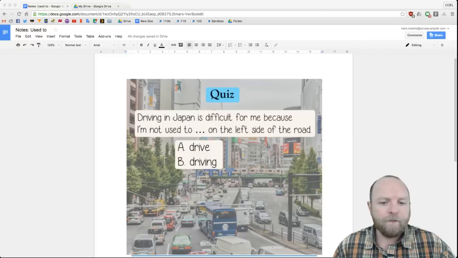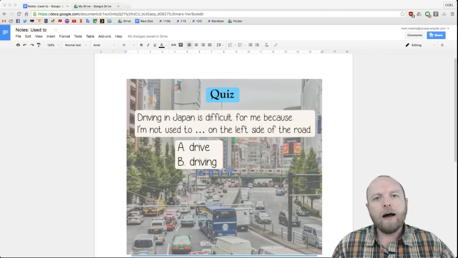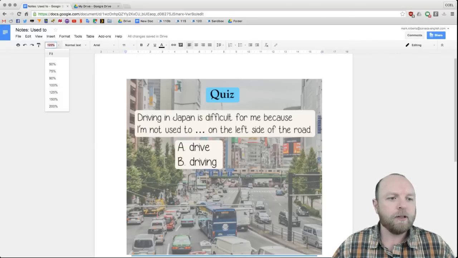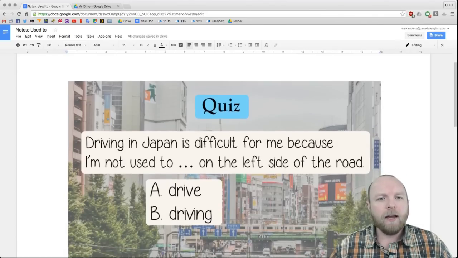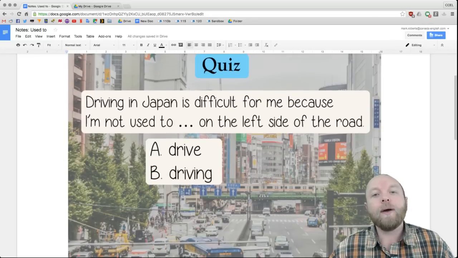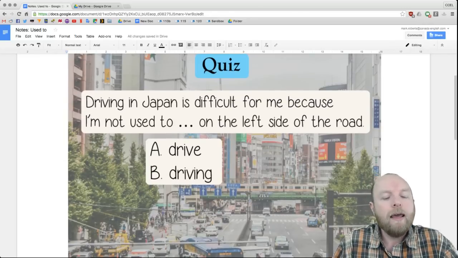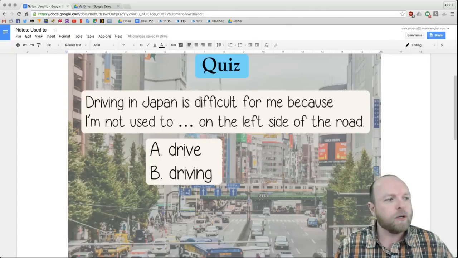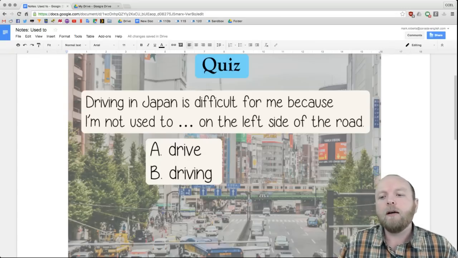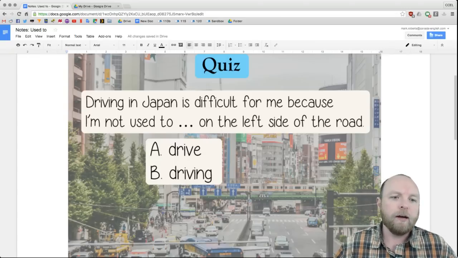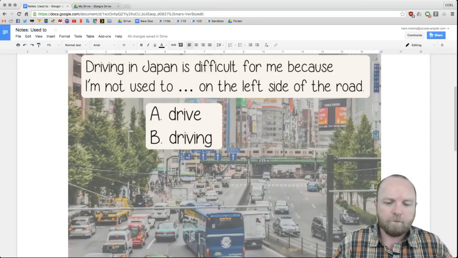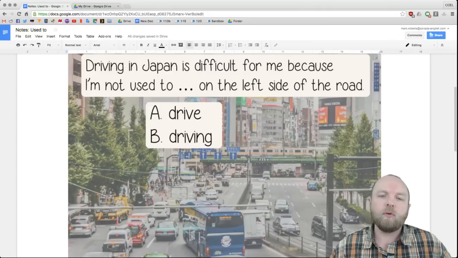Okay, in our Facebook group this week, I put a quiz in the group. Let me make it bigger for you. And many students answered the question incorrectly. They did not get it right. Let's look at the sentence. Driving in Japan is difficult for me because I'm not used to driving on the left side of the road. Now, drive or driving? Okay, the answer is driving.